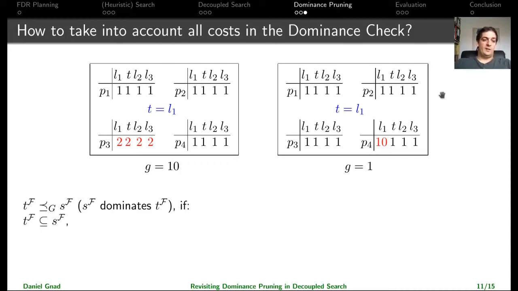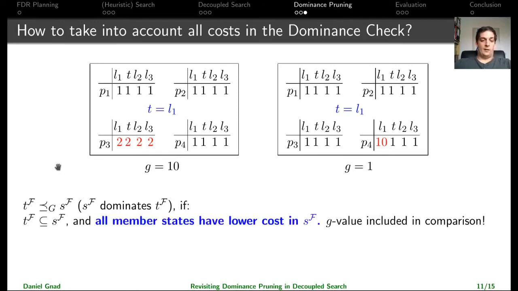So we still need the subset relation of the reached member states, and now we actually want that all member states have a lower cost in S, where this includes the g-value in the comparison. So to prune a state, we can now basically use all previously reached decoupled states, and we no longer have to restrict to the ones that have been reached with a lower g-value.